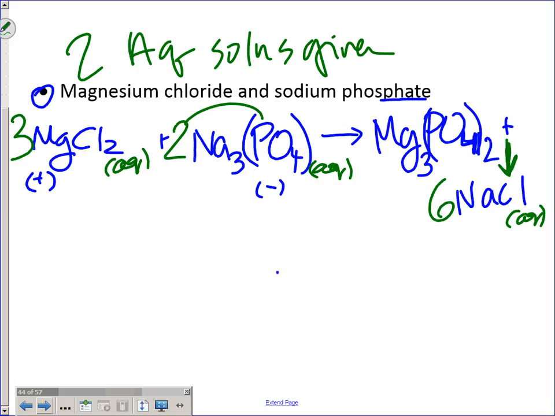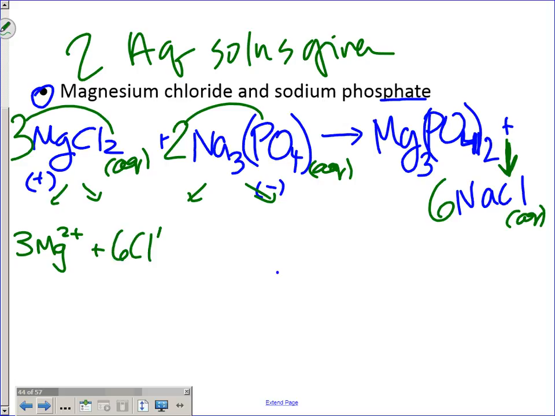All right, next step. We've gone balance, we've gone solubility. Ionize, which ones? The aqueous ones. You guys tell me, what's the charge of magnesium? Breaking these up. So there's 3 magnesium ions. How many chloride ions? 6. 3 times 2 is 6, right? So that's 6 chloride ions.